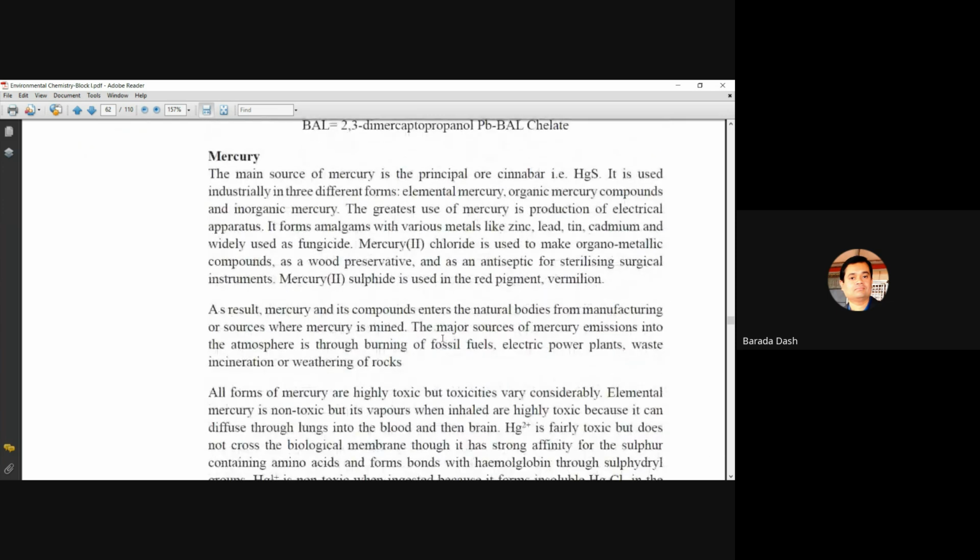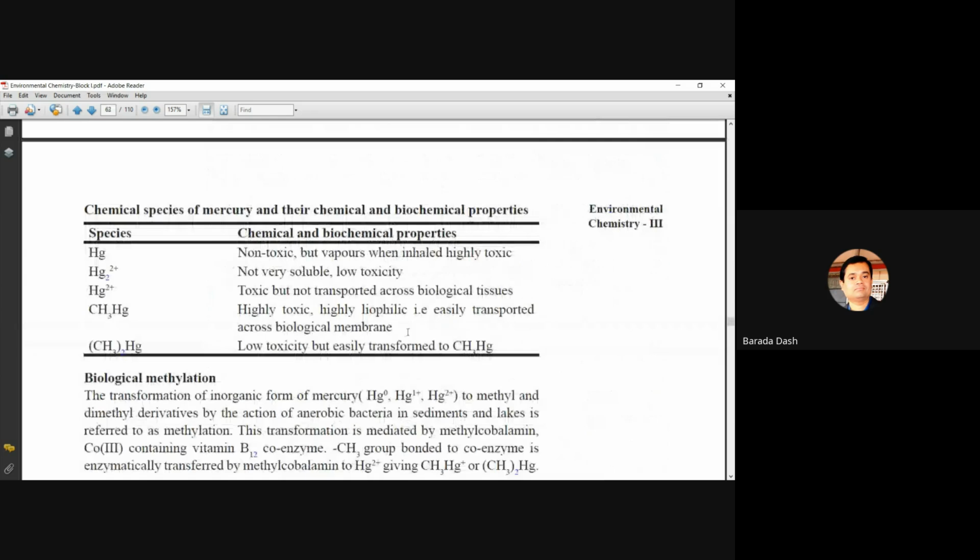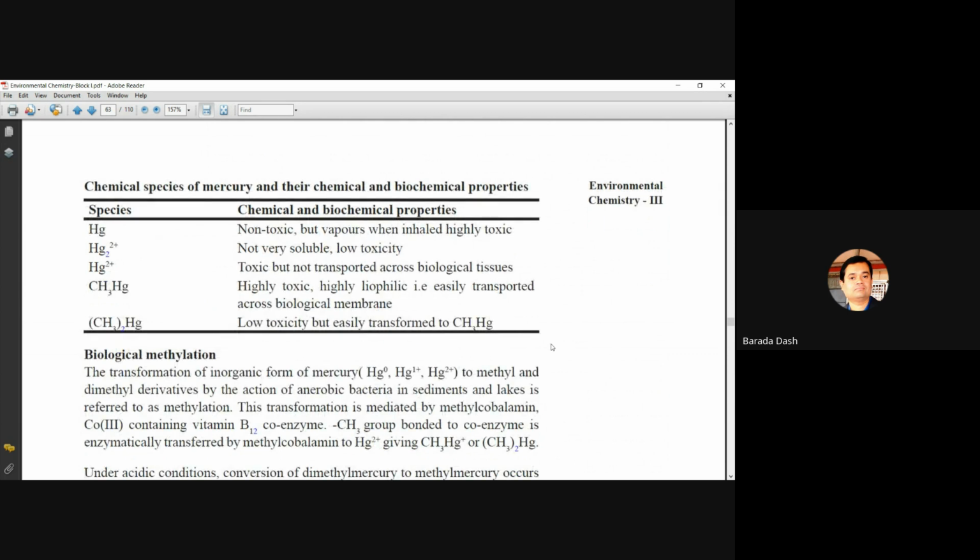So lead, and mercury is also a very toxic element. Even if mercury metal is not toxic, its chlorides, the mercury chloride, other organometallic compounds, and mercury sulfides are highly toxic to human health. Hg is non-toxic but vapors, if inhaled, are toxic. Hg2 plus is not very soluble and has low toxicity. Hg 2 plus is toxic but not transported into biological tissues. Methyl mercury is highly toxic. Dimethyl mercury has low toxicity but is easily transformed to methyl mercury.